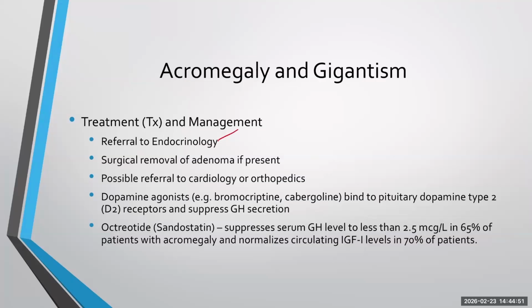Here is the treatment: dopamine agonists, bromocriptine and cabergoline. They bind to that pituitary dopamine receptor and suppress growth hormone secretion. You can also give octreotide, which is Sandostatin, a form of somatostatin, which we know stops growth hormone release. So there's two ways we can do it. We can either stop the growth hormone from being secreted or prevent the dopamine from stimulating the release of it as well. So either one of those works. The dopamine agonists are the first line. You would try those first.